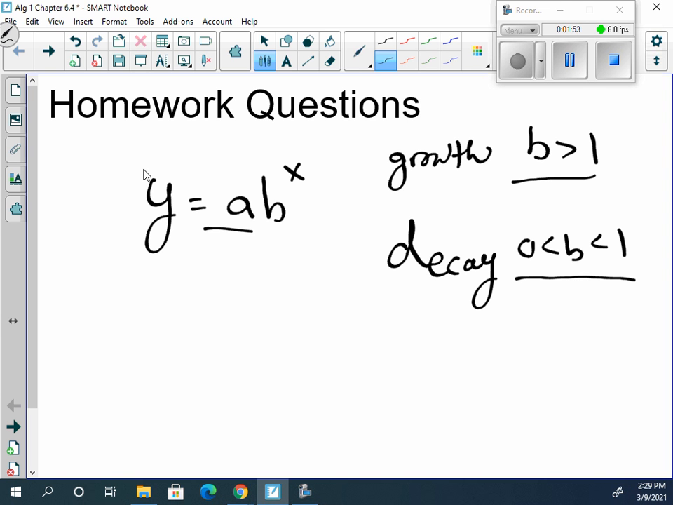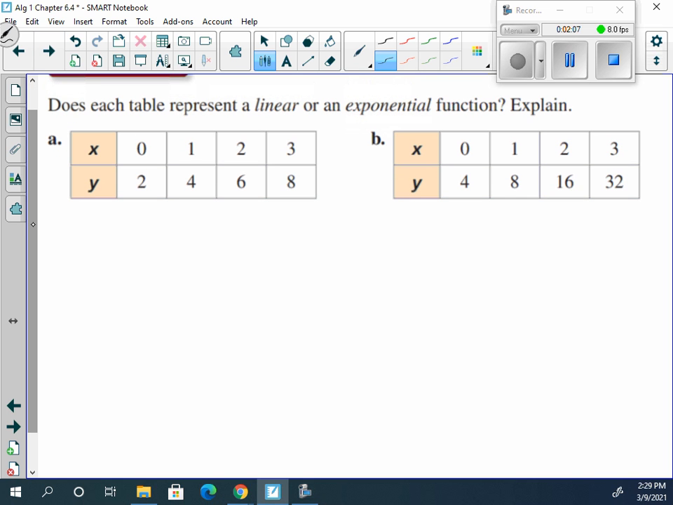And the other big thing with exponentials is that they grow at an increased rate. As we go from one number to the next, the values of y are going to increase at an exponential rate. Now, we're going to look at these tables here and determine whether it is a linear function or an exponential function. Now, linear functions increase at the same rate. Values of x and y will increase by the same amount.